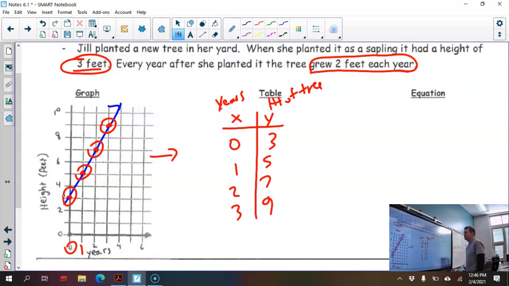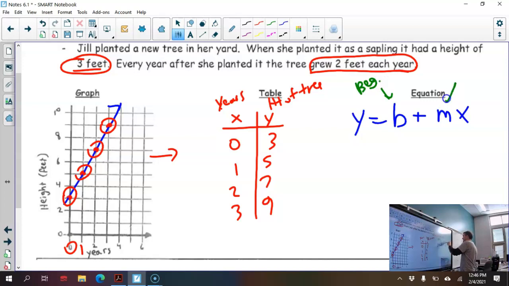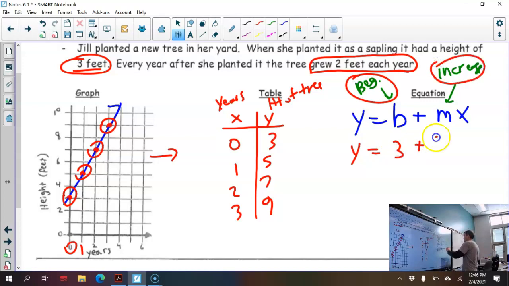And we will get back to the table, but how do we write an equation? So do you remember our formula for a linear equation? All linear equations can look like this, where the B represents the beginning amount and the M represents the increase. So what would our linear equation be for this situation? It would be Y equals, the beginning amount is 3, and we're increasing by 2 each year, right? The X represents each year, the number of years. That's our equation.